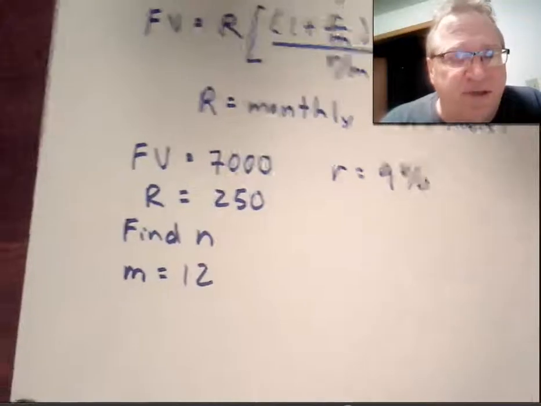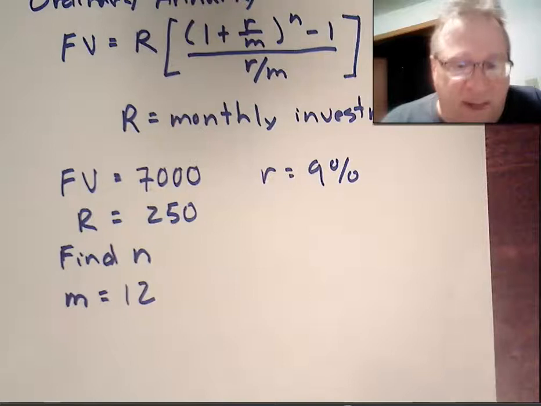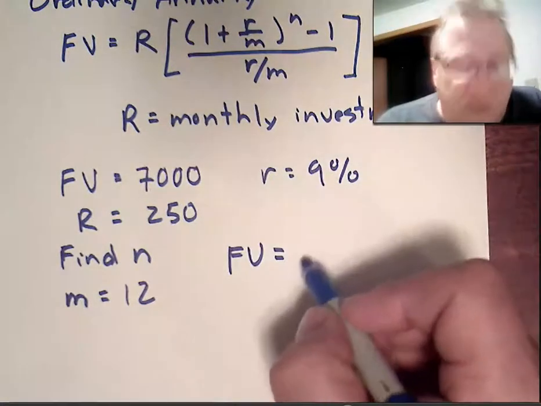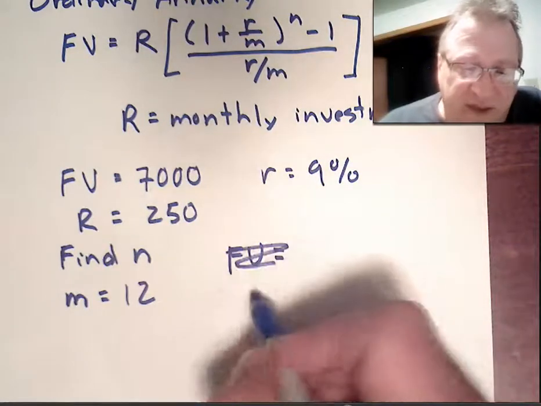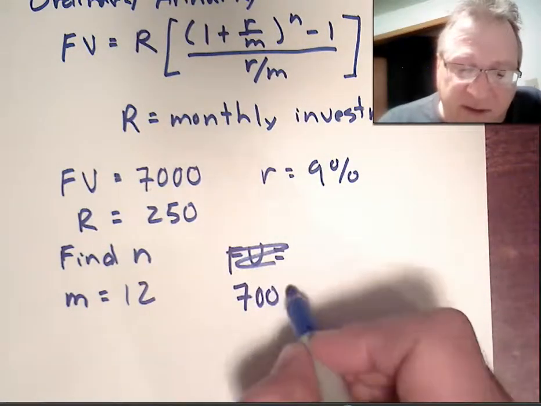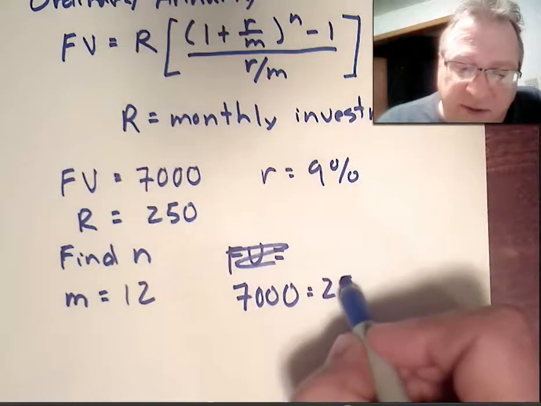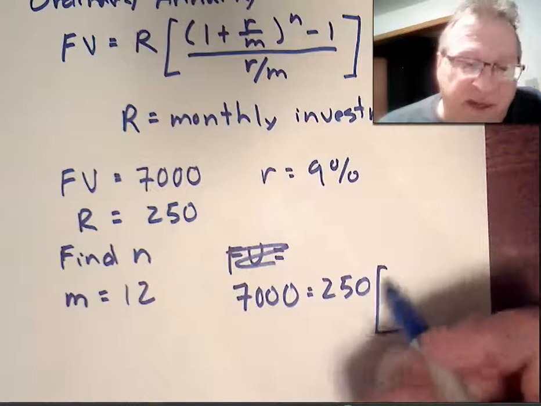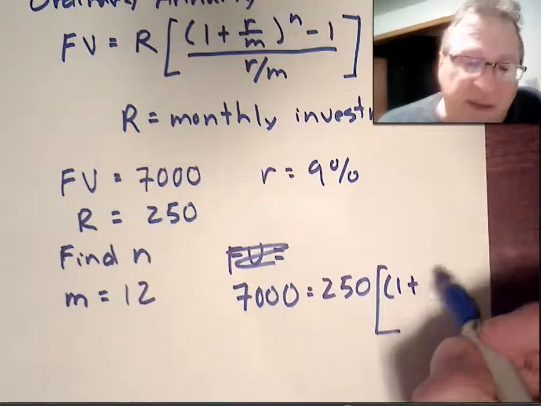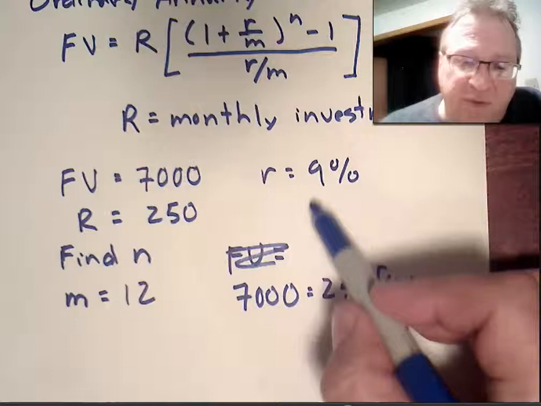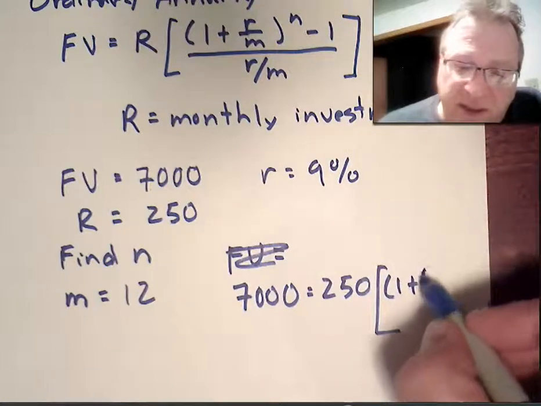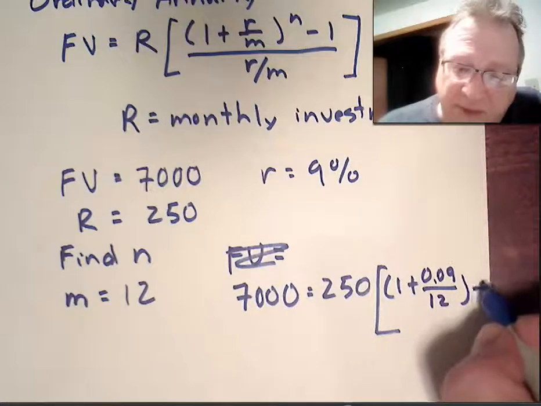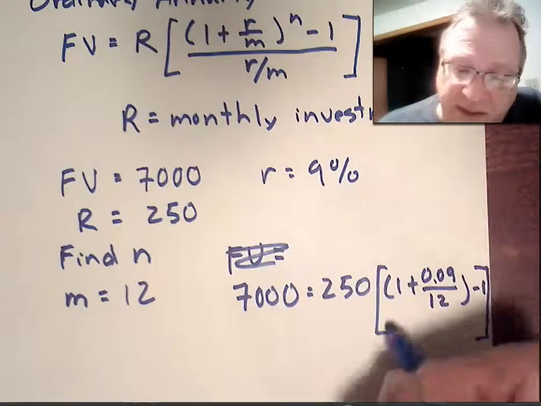How am I going to do this and show everything at once? It's going to be tough. It's okay. Here's our future value equation. Future value is 7,000. It's equal to R, 250, times the quantity, 1 plus R over M. Let's see, 9%. Move 2 decimal places to the left. That's 0.09, divided by M, which is 12, minus 1.